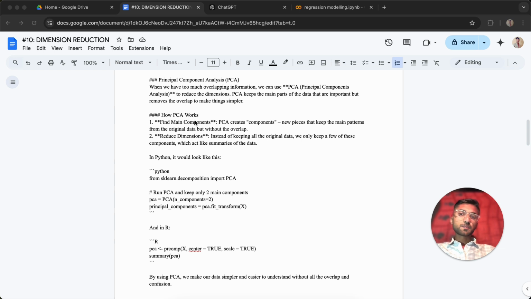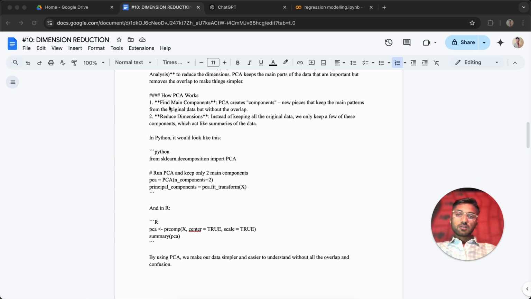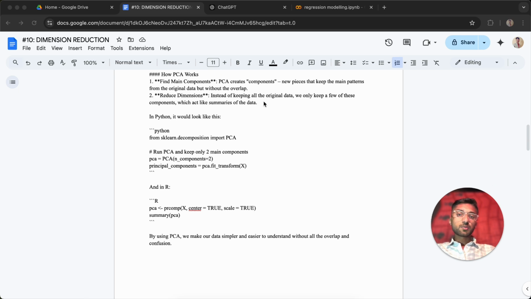So how does the PCA work? Find the main components, then reduce the dimension. Firstly, identify the main components. PCA creates new components, pieces that keep the main patterns from the original data but without the overlap. And to reduce the dimension, instead of keeping the original data, we only keep a few of these components, which act like summaries of the data.